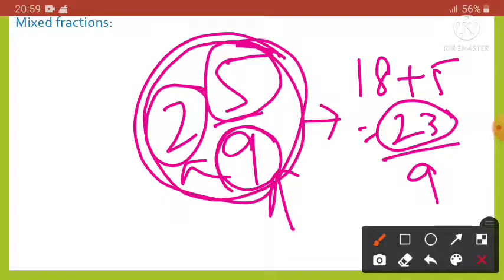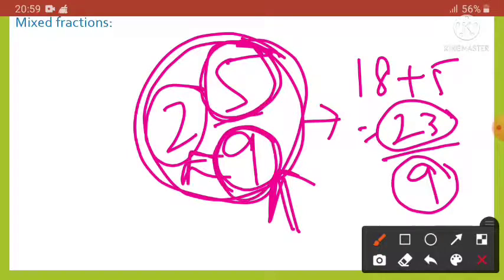Okay, so if you want to convert a mixed fraction into an improper fraction, at first we take the denominator as it is, and then we find the numerator. At first we multiply the denominator with the whole number and then add the numerator. Here it is 23 by 9.